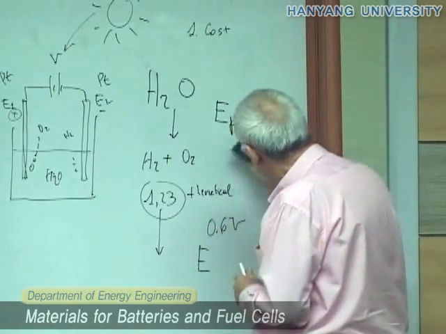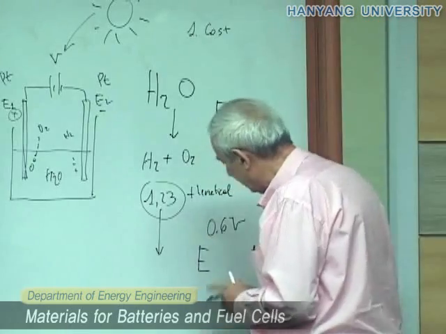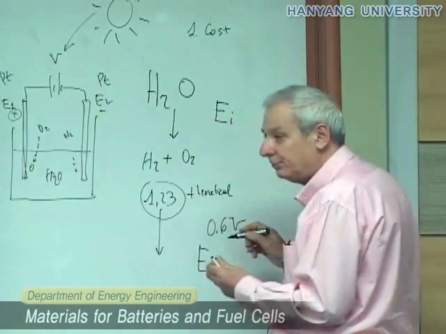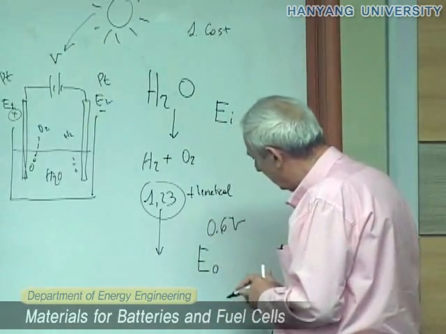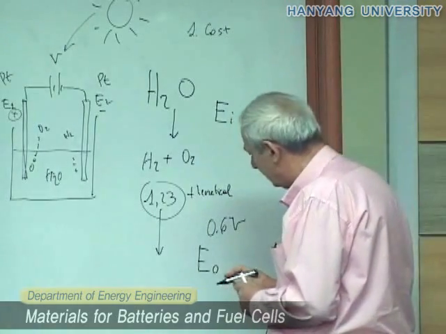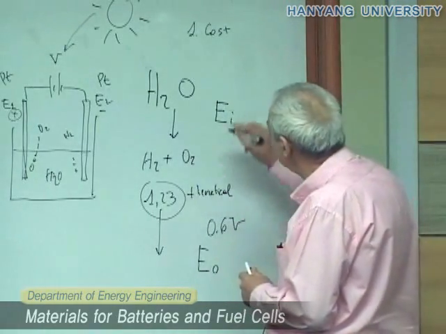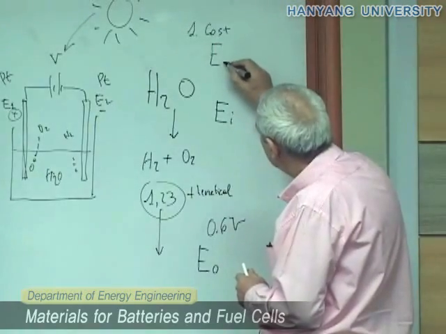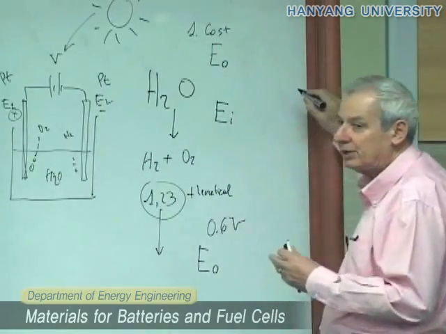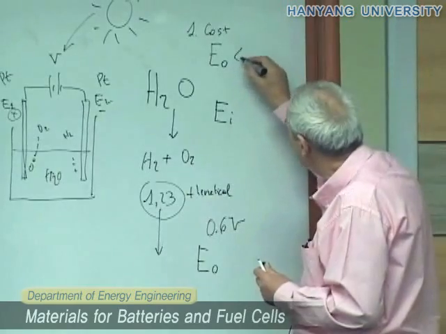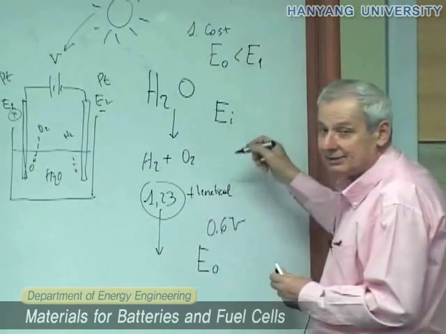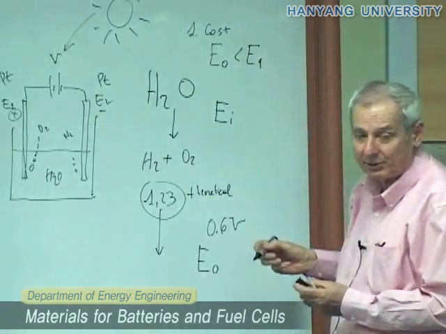Oh, let's write this. EI, which means energy input, or EO, which is energy out. So you understand that it is important that EO, namely the energy that we receive, is higher than the energy that we spend, because otherwise there's no point in that.